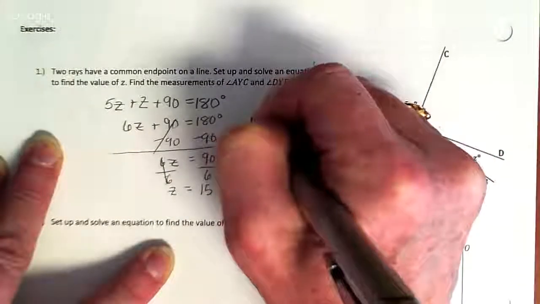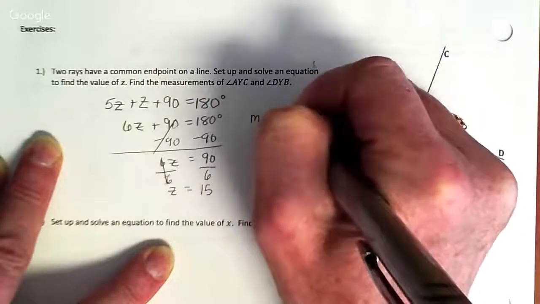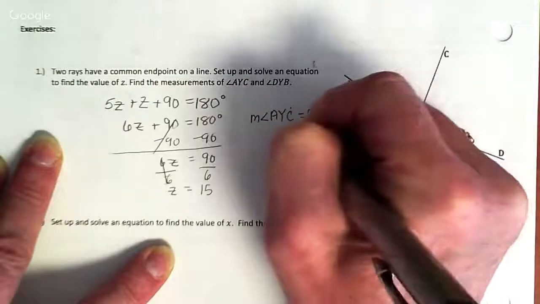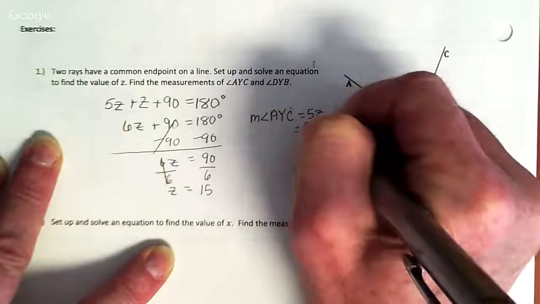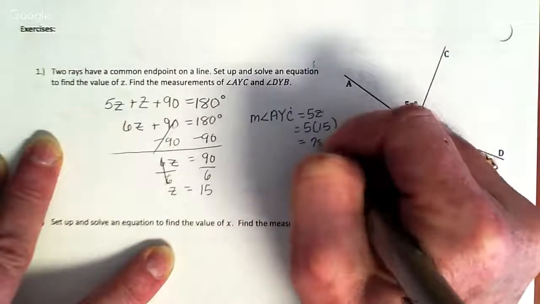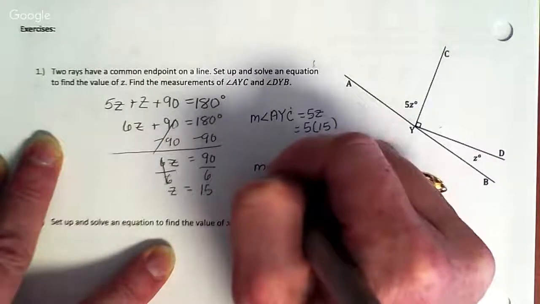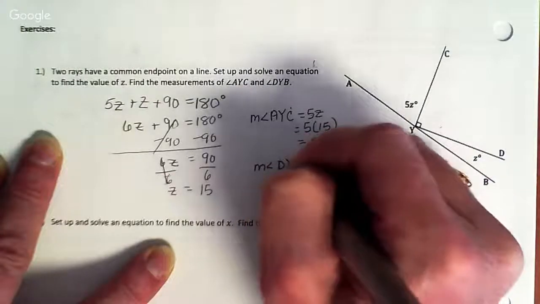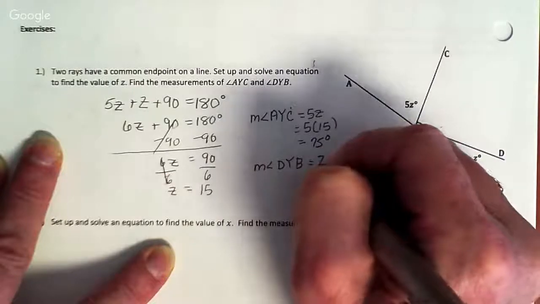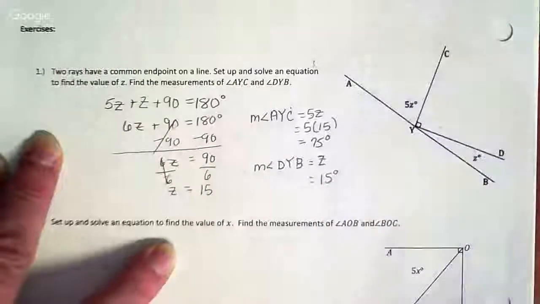So the measurement of angle AYC is 5z, which is 5 times 15, which is 75 degrees. Then we have the measurement of angle DYB, which is just z, which equals 15 degrees. There we go.